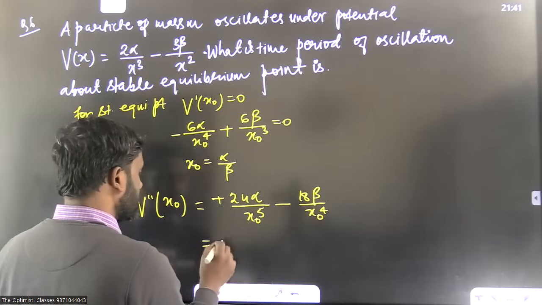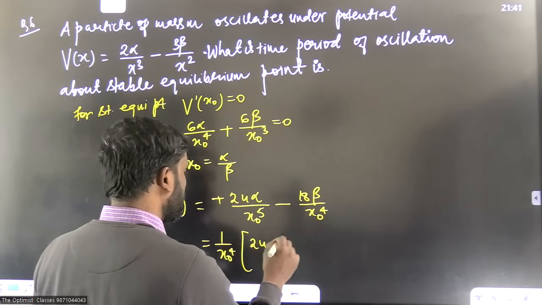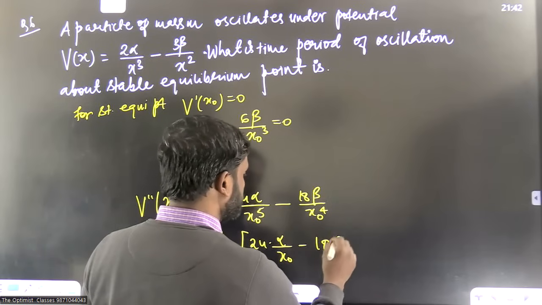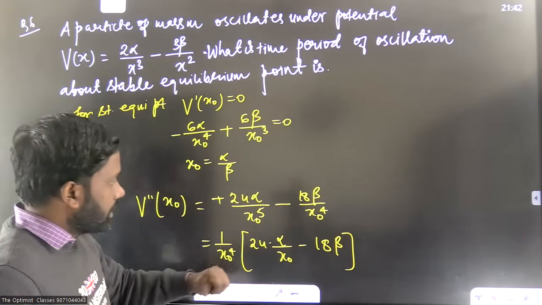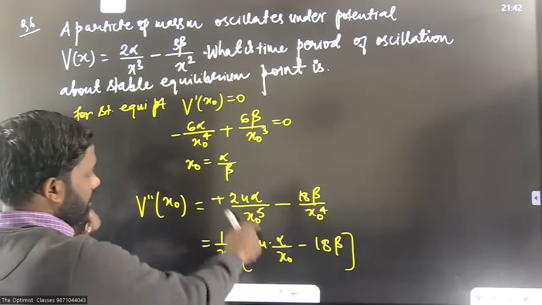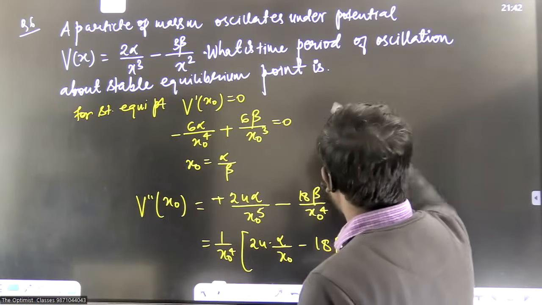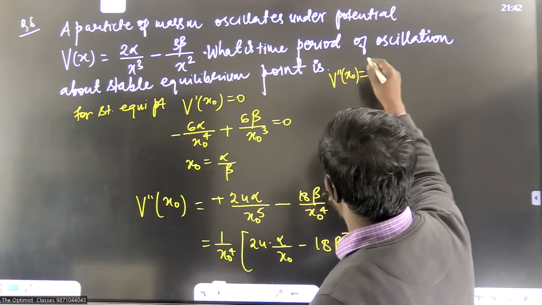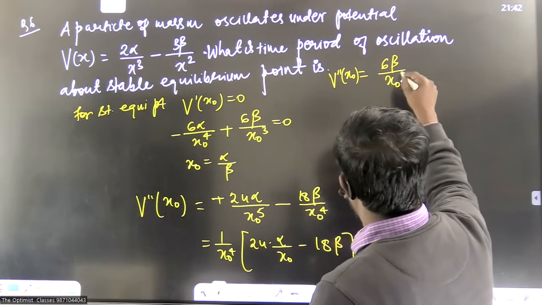So let's take 1 by x naught to the power 4 common. Okay, so you get here 24 alpha by x naught minus 18 beta, because we have taken x naught common. So when you put x naught here, alpha cancels out, so you get 24 beta minus 18 beta, that is 6 beta. So here you get V double prime at x naught is equal to 6 beta divided by x naught to the power 4.